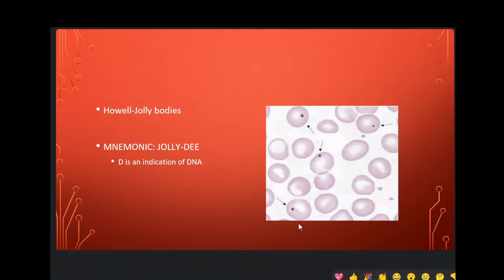Last year, nasa Saudi pa ako nung nagturo ako ng hematology. Kaya sabi ko, class, namimiss ko na ang Jolly D. Sabi nila, wala naman Jolly D, sir. Jolly D. Ibig sabihin, Howell Jolly Bodies. Okay? Bakit may D? Kasi nandoon ang DNA. Okay? DNA yan. Laging tinatanong yan sa mga board exam questions.